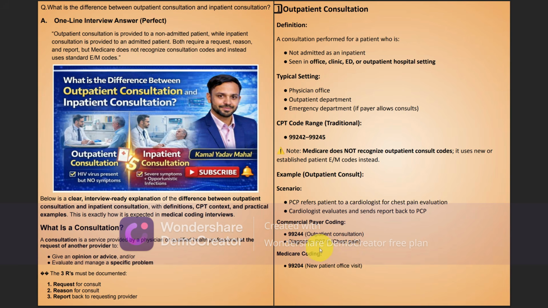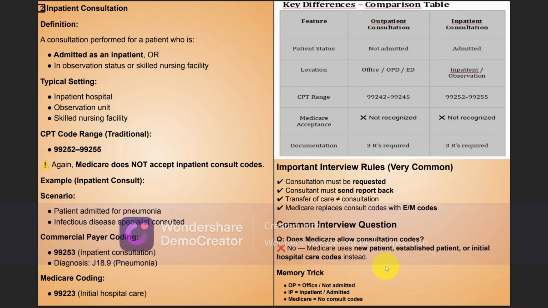Diagnosis is R07.9 for the chest pain. Medicare coding, we are using 99204, new patient office visit. So you will be able to see what the differences are.